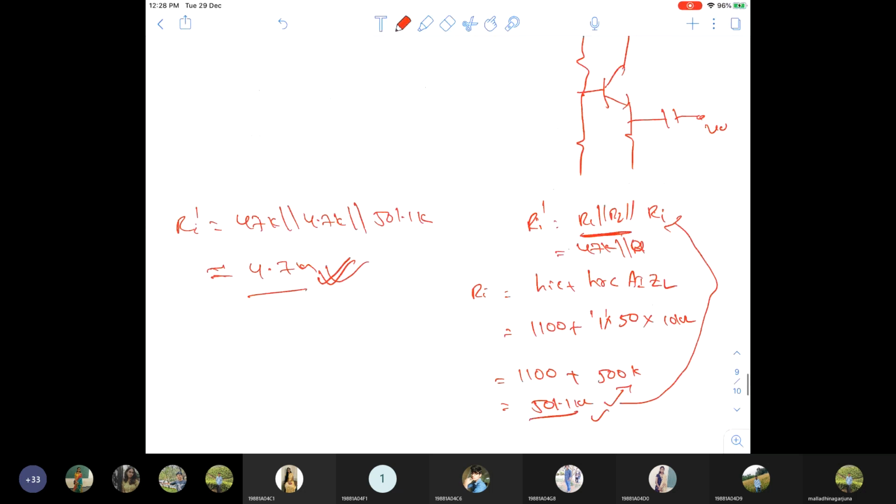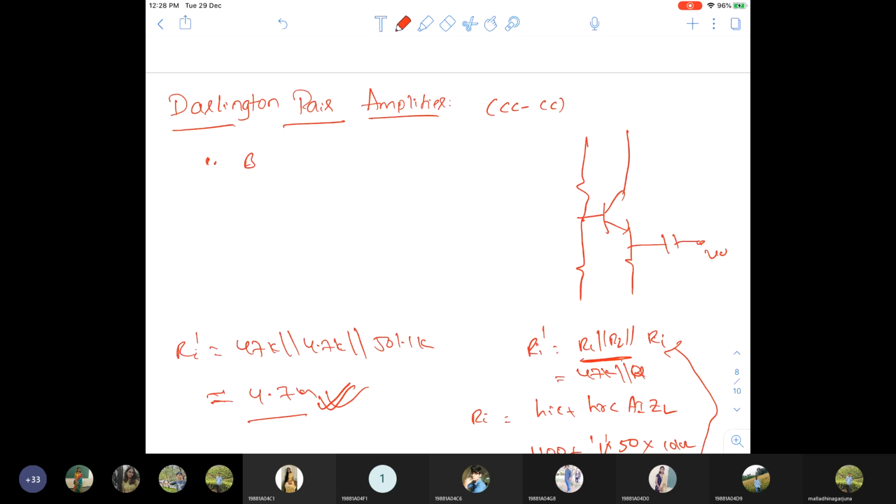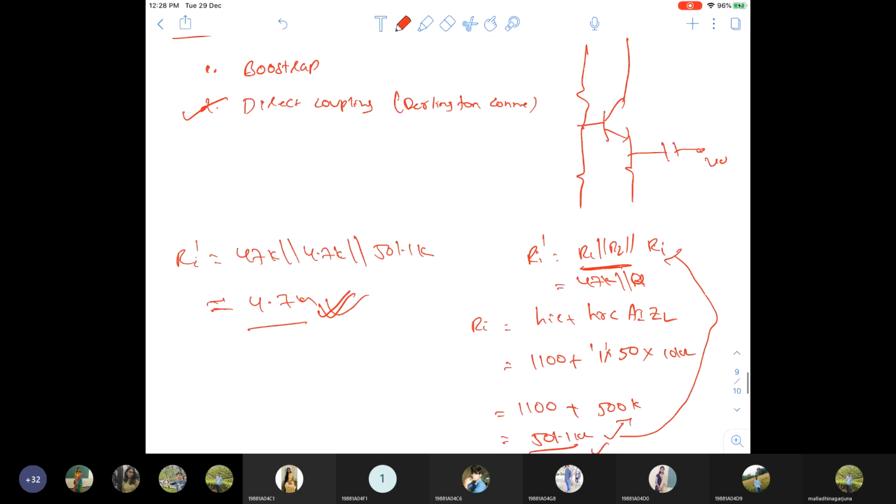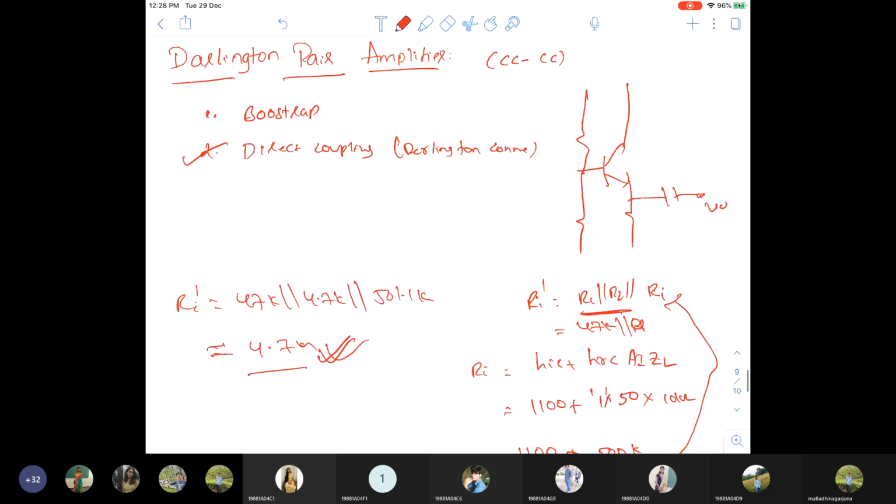Actually, there are 2 types of techniques that we have. One is the bootstrap technique, and the second one is direct coupling or Darlington connection. Now we are going with the second one; bootstrap we are not seeing here. So we are going to see the direct coupling. The importance of the Darlington pair amplifier is that it is intended to improve the input impedance. That is the reason we go for the Darlington pair amplifier.